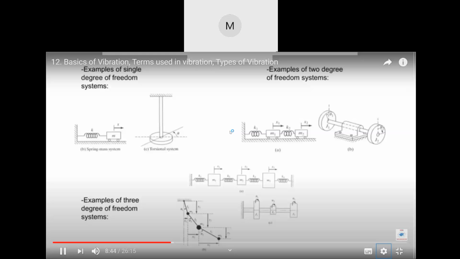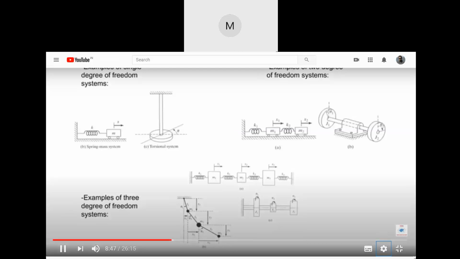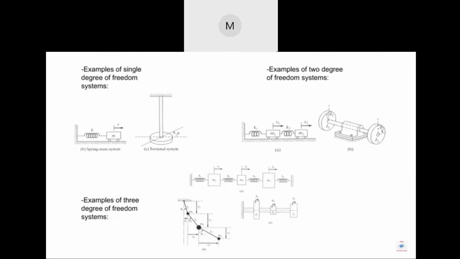First, we will see the single degree of freedom system examples shown in the first two diagrams, B and C diagrams, in which one spring, one mass is there. In C diagram, one disc is attached to one shaft. Now in B diagram, spring mass system, that mass has been displaced with distance x, and that x is the only degree to define the motion of the system. That's why it is a single degree of freedom system.